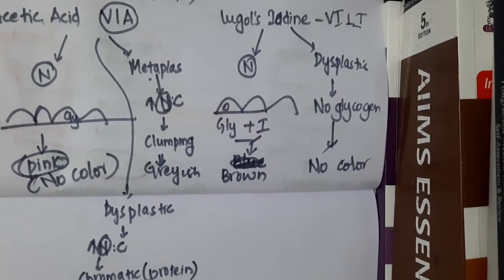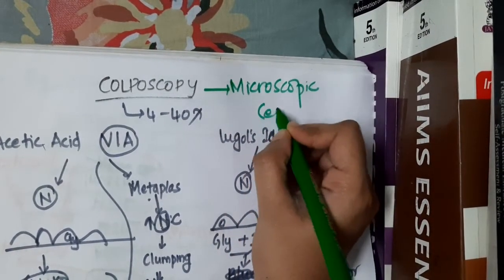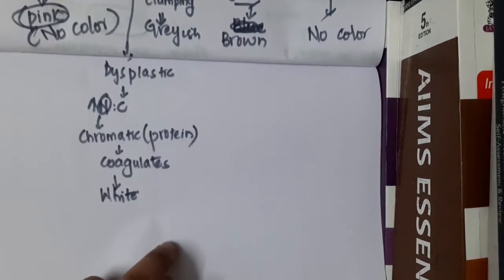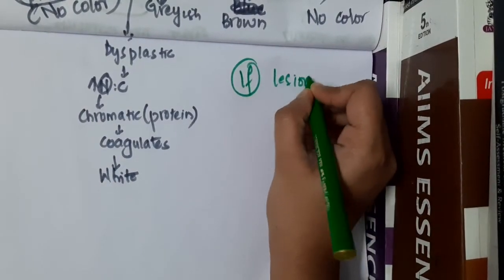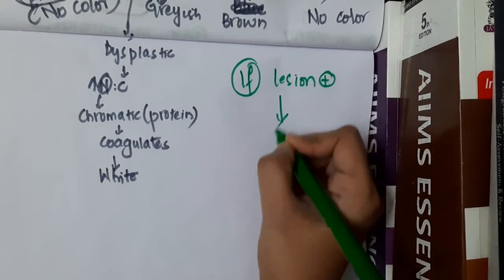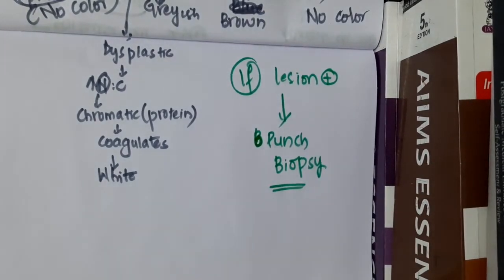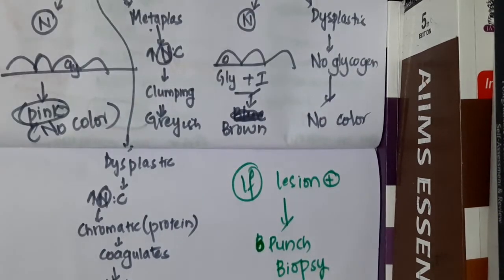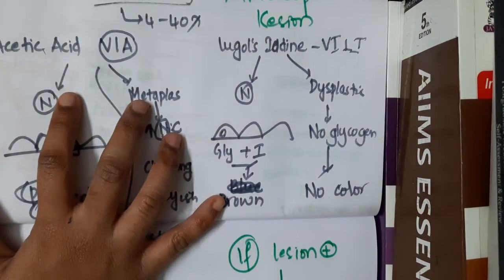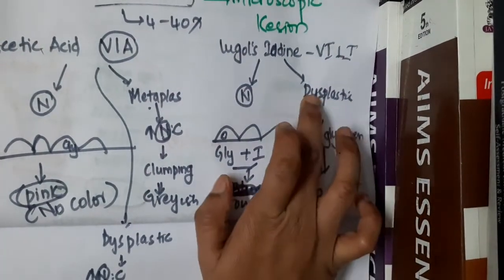Remember, colposcopy is done in conditions where we cannot see the lesion properly, mainly for microscopic lesions. But if on cervical examination the lesion is clearly visible, then you do not need acetic acid, Lugol's iodine or colposcopy. You can directly do a punch biopsy if the lesion is visible. We have seen that with acetic acid you see these changes, and with Lugol's iodine we see brown color in normal epithelium and no color in dysplastic epithelium.